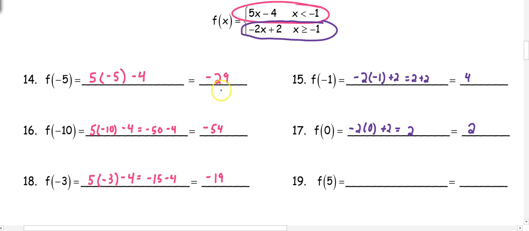And then our last value, f of 5. 5 is greater than or equal to -1. So we're going to use the second equation. -2 times 5 plus 2 equals -10 plus 2, which equals -8.